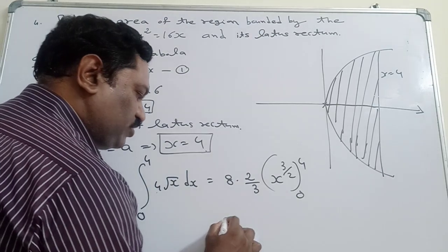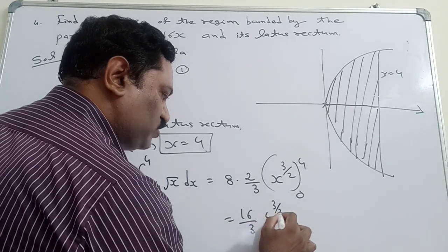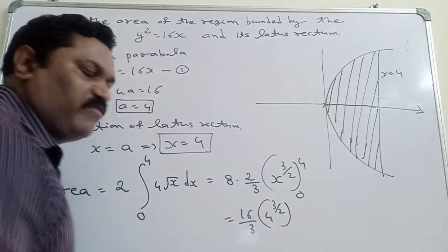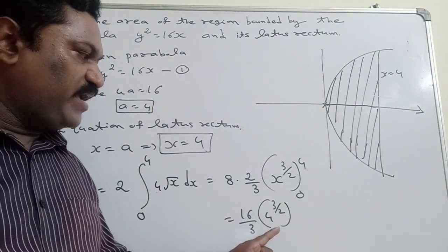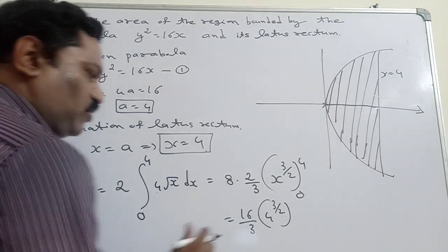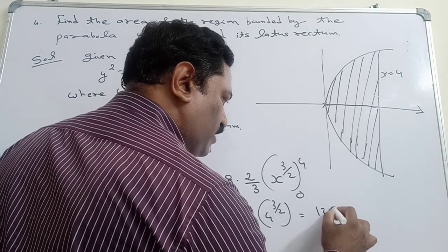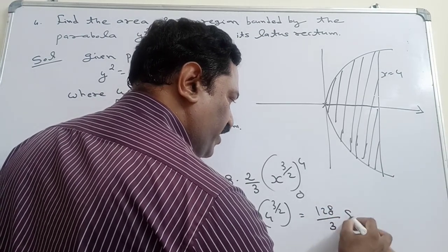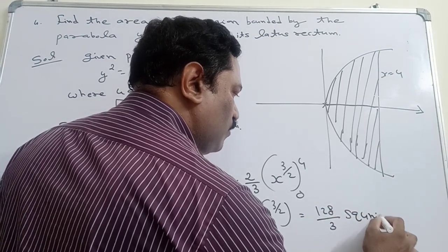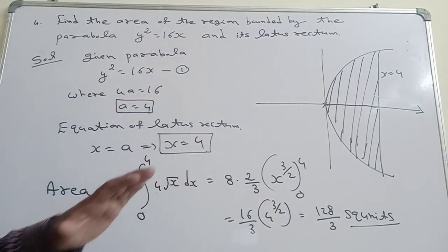That is 8 2s are 16 by 3 and 4 power 3 by 2. Substitute the upper limit there. The value of 4 power 3 by 2 is 8. So 8 into 16 by 3, that is 128 by 3 square units. So that is the area bounded by the parabola with its latus rectum, which is 128 by 3.